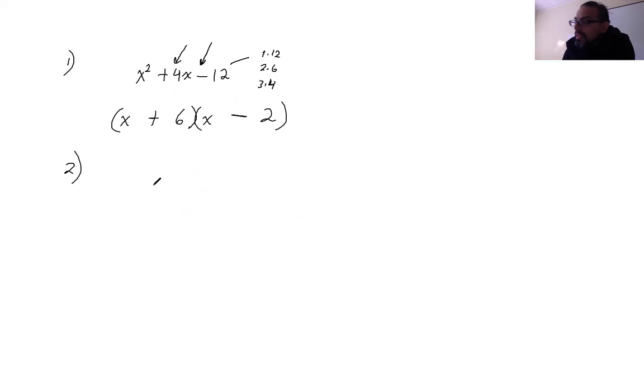Okay, let's take a look at another one. Let's say we have x squared minus 4x minus 24.